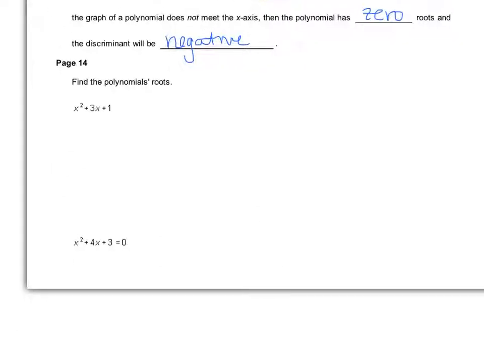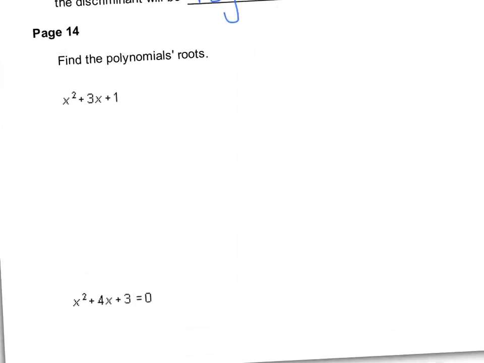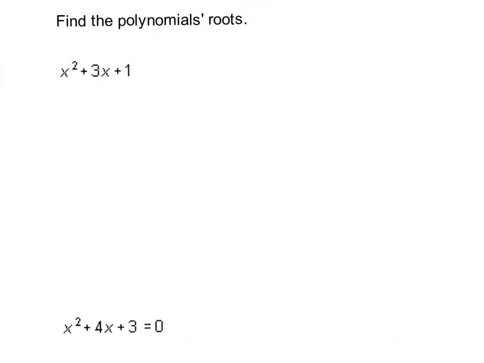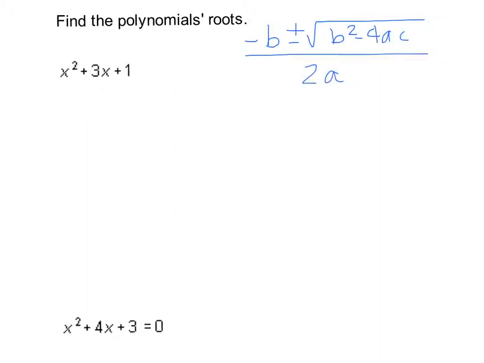So if we're looking for the polynomial's roots, we're going to be using our quadratic formula now. The quadratic formula, we wrote that on the first page, is negative b plus or minus the square root of b squared minus 4ac all over 2a. So we're doing the same thing. We're figuring out what a, b, and c are first. So a, b, and c. So a is going to be, in this case, 1.